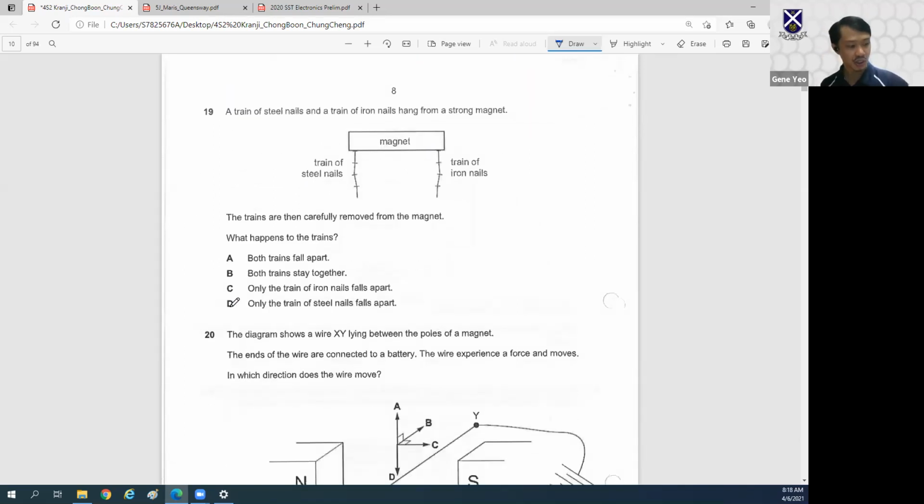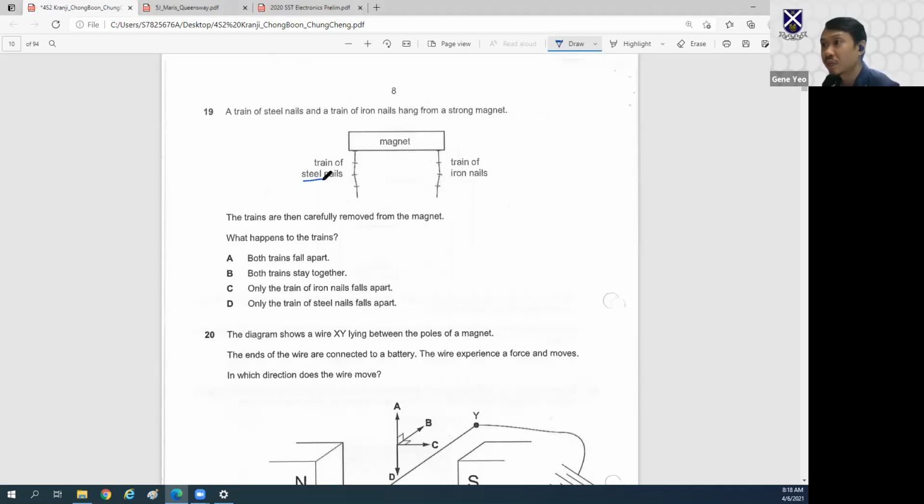Okay, let's go on to question 19. So there's a question of magnetism. The trains are carefully removed from the magnet. What happens to the nails? Okay, as we all know, this is magnetic induction. And magnetic induction is a temporary magnet. So it is a temporary magnet, okay? Whether it is steel or whether it is iron, it is a temporary magnet, all right?